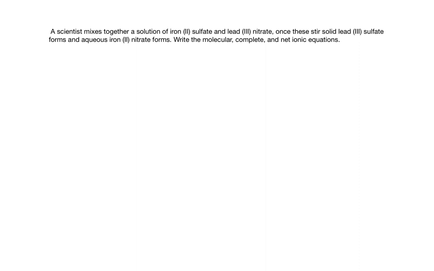In this question, it says a scientist mixes together a solution of iron(II) sulfate and lead(III) nitrate. Once these stir, solid lead(III) sulfate forms and aqueous iron(II) nitrate forms. Write the molecular, the complete, and net ionic equations. So the first thing we have to do is figure out our compounds.